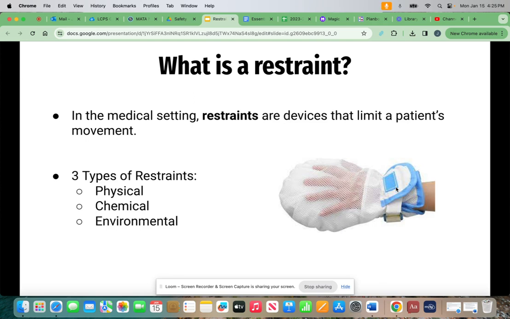Chemical restraints are any form of medication that is not being used to treat an illness, but is being used to inhibit a behavior or movement. Environmental restraints control a patient's mobility. For instance, placing all 4 bed rails up on the patient's bed is an example of an environmental restraint.